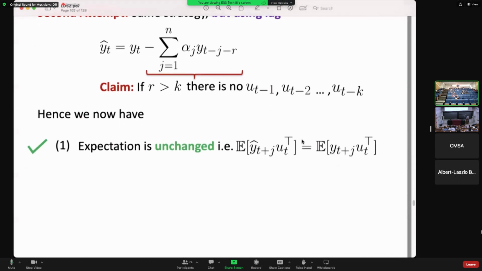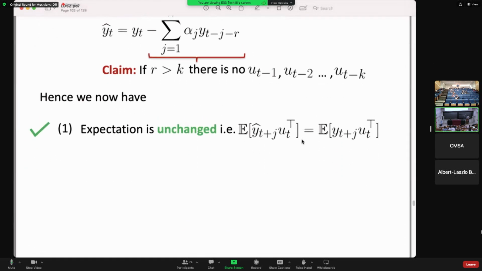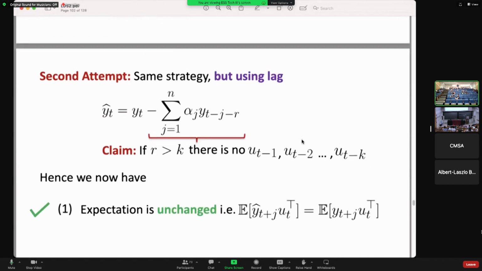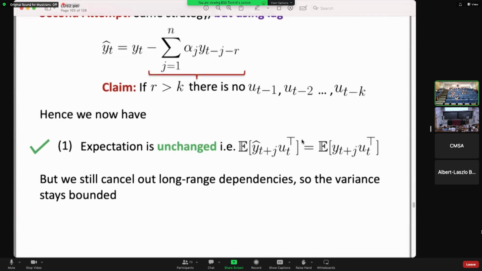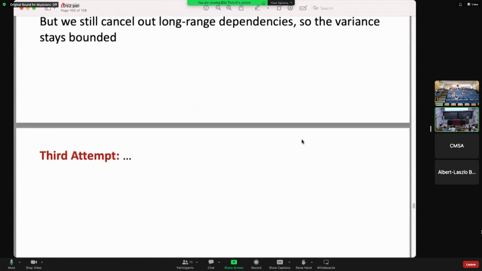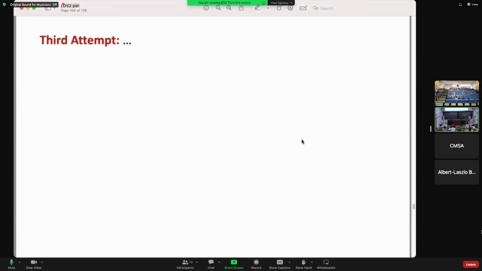So that's great because it means that we've now solved the other problem. So we have something where we've controlled the variance and it's independent of t, and also by using this time lag trick, we've actually made it be the case that we still have an unbiased estimator of our Markov parameters. And so we still cancel out these long-range dependencies, but let me tell you about the third attempt. Now, it's not obvious why I need a third attempt, because I only had two problems, and it seems like I fixed them.